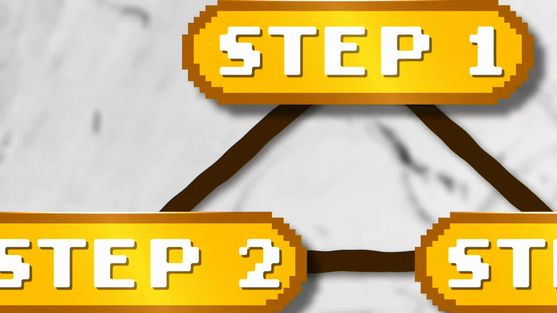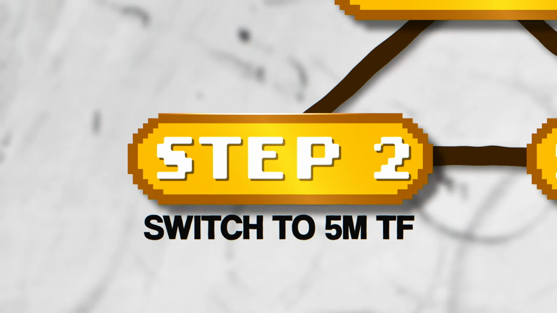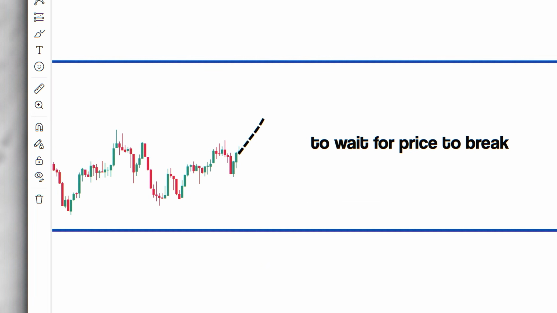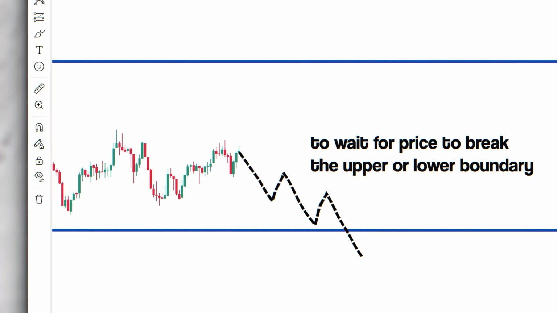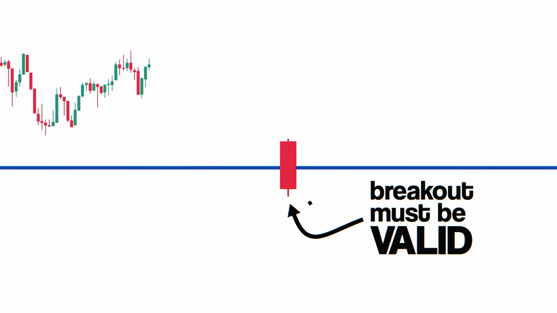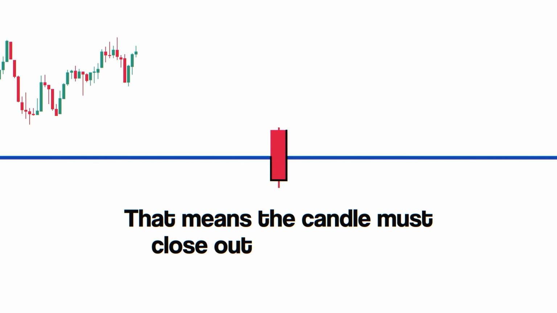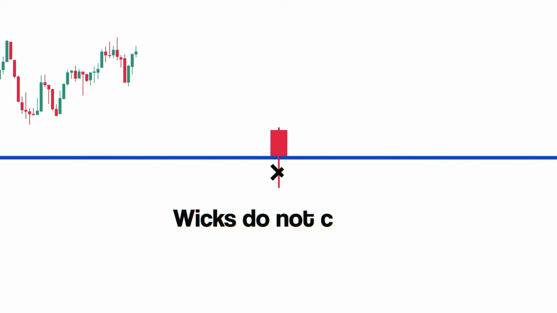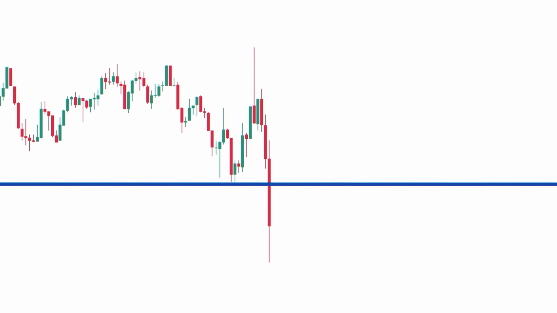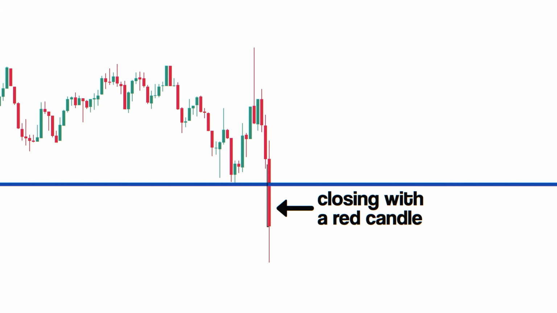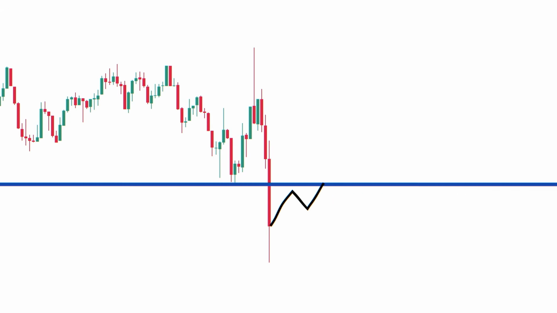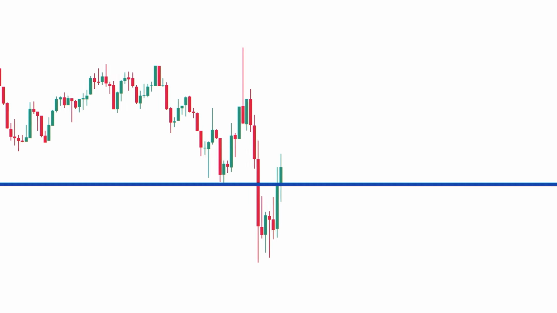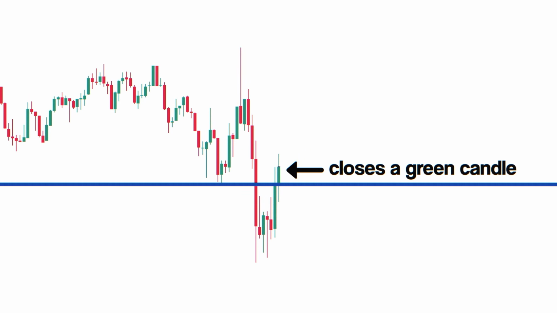Next step is move to the 5-minute time frame. Your goal here is to wait for price to break the upper or lower boundary of the trading range. The breakout must be valid. That means the candle must close outside the range. Wicks do not count. In this example, price moves down and breaks below the lower boundary, closing with a red candle. After that, we wait for price to return back inside the trading range. As you can see, price pulls back and closes a green candle inside the range.